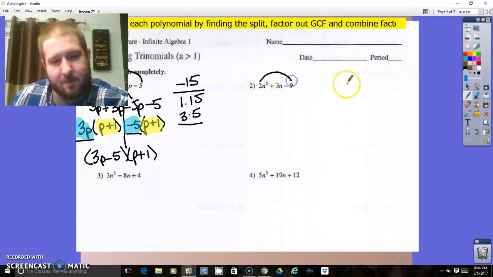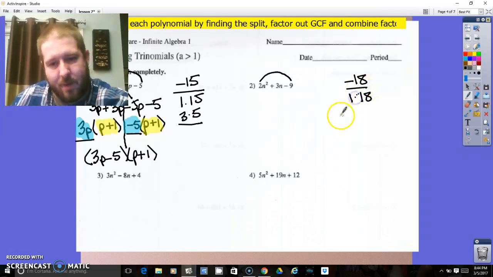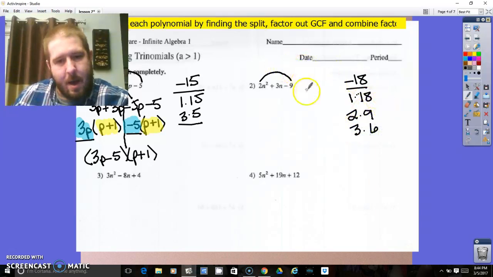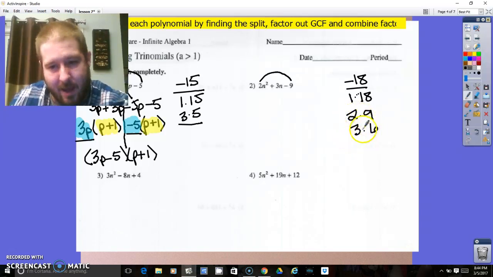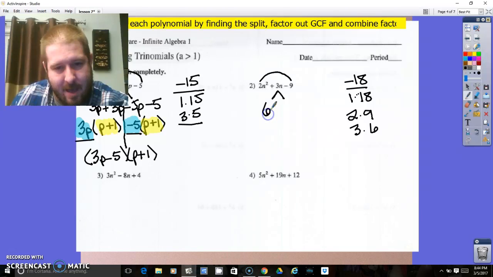So 2 times negative 9 is negative 18. Write out all the factors of 18. So we got 1 times 18, and we've got 2 times 9, 3 times 6. I'm going to pick which one of these. Keep in mind it's negative, so that means one of the two factors has to be a negative. It's this one. So it's going to be positive 6n minus 3n. And then I'm just going to bring down the last term and bring down the first term.